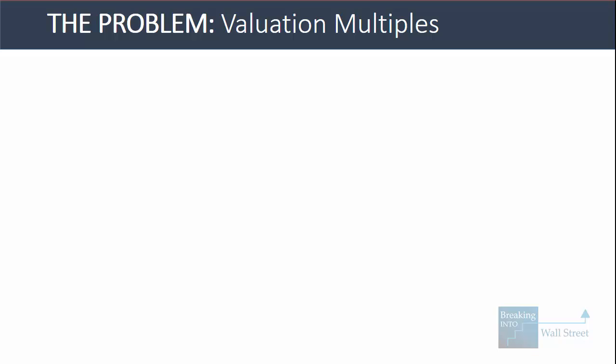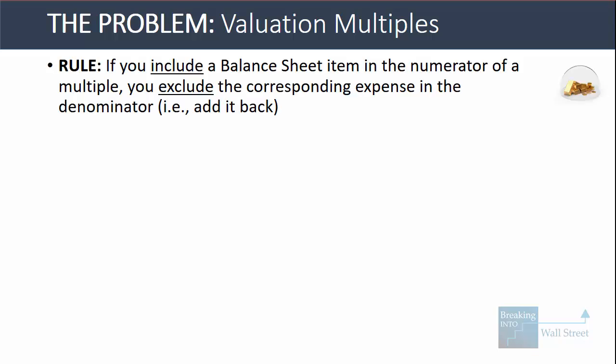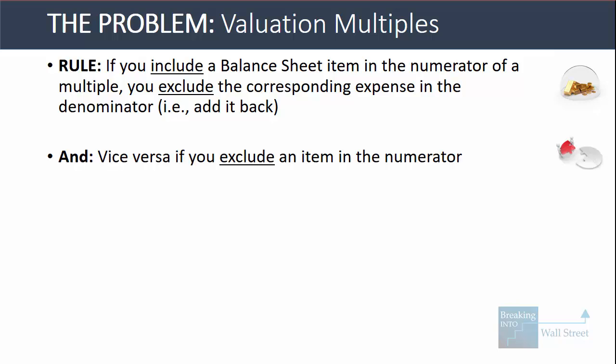The problem comes up when you start dealing with valuation multiples. And the problem here is that if you include a balance sheet item in the numerator of a multiple, you have to exclude the corresponding expense in the denominator. And by exclude, we mean add it back. The opposite applies if you exclude an item in the denominator. If you don't have something there, then you need to include the corresponding expense in the denominator.